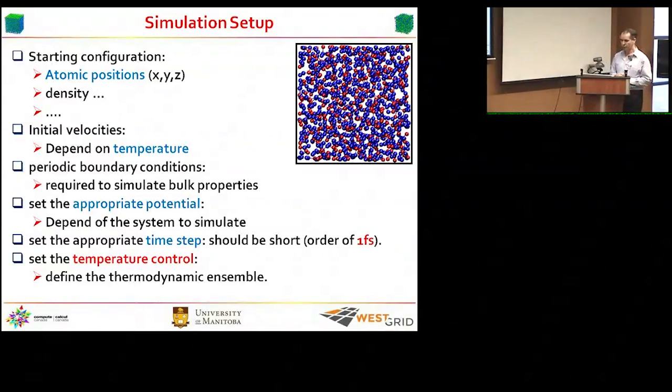Another step is how to control the temperature. For this, we define the thermodynamic ensemble. There are different thermodynamic ensembles. I will talk about this in a moment.